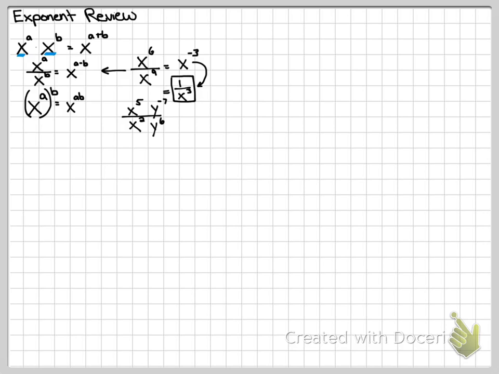So x to the 5th over x squared should be pretty easy following that rule. Subtract and you get x cubed. We should move this y to the negative 7, we don't like having negatives, to the bottom. But there's already 6 of them down there, so if I move 7 more, that's going to give me y to the 13th on the bottom. So when we go through our practice problems, if you see a negative exponent, you always want to put it on the other side of the fraction, which means if it was on the bottom, you put it on the top. If it was on the top, you put it on the bottom.